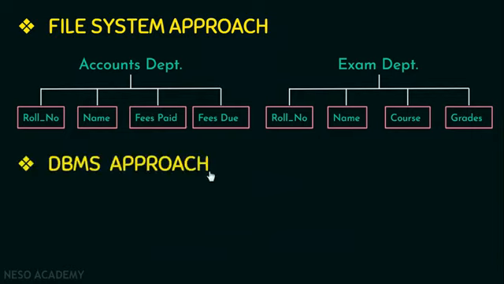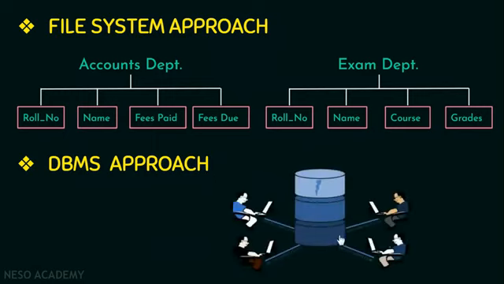Whereas in the DBMS approach, the entire data is stored in a single repository and multiple users can access the data based on their interests. Like for example, data like student roll number, student name, the fees paid, fees due, the grades they have received, etc. can be stored in this single repository and any number of users can access this repository and view whatever data they want. Hence, there is no duplication of data. So that is why we prefer DBMS over the traditional file system approach. Hope you all have understood the difference between the file system approach and the DBMS approach.